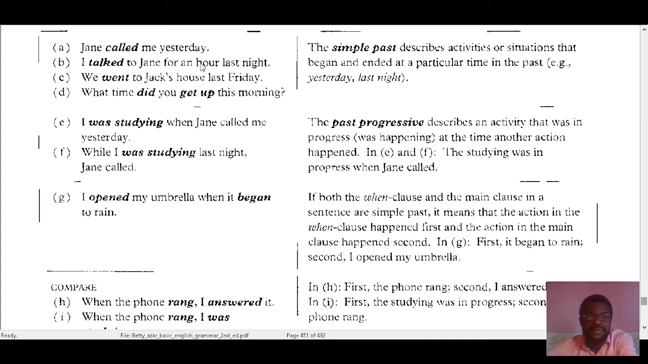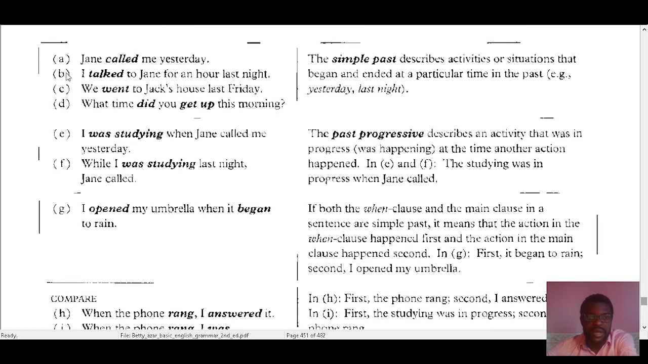I had to model up something from here and there, but it makes a whole lot of sense to me to convey this information to you. So let's just look at what we've got here. You see, A says, Jane called me yesterday. B says, I talked to Jane for an hour last night. C says, we went to Jack's house last Friday. And D says, what time did you get up this morning?